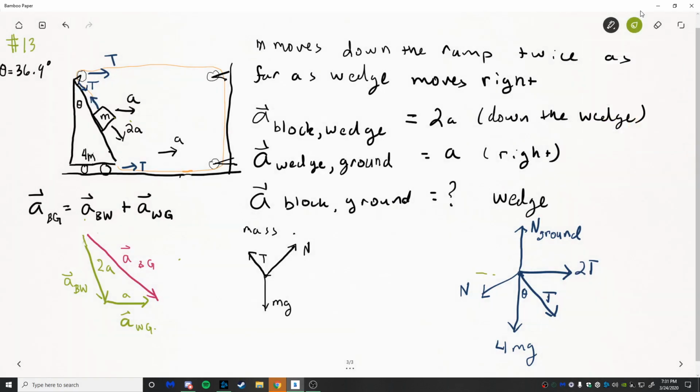This is your horizontal here. And I guess if that's theta and this is a right angle, then this one's also theta right here. I think that's all we need to solve it, basically. You guys have any questions? No?